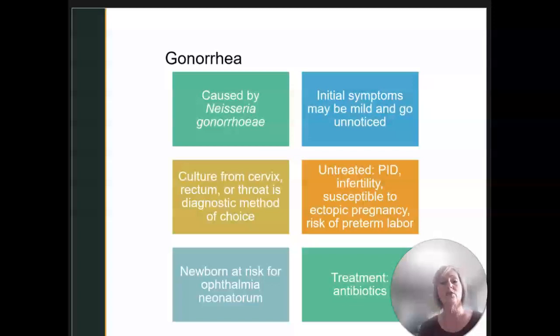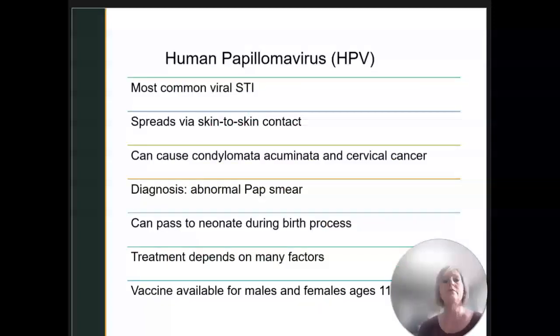These babies are at risk for ophthalmia neonatorum. Ophthalmia neonatorum is a disease that babies can get when they come through the birth canal and are exposed to bacteria. That is the number one reason why we give babies the erythromycin ointment on their eyes when they're born. Every baby gets it, regardless of whether mom is positive or negative. It just prevents any kind of infections in the baby. And we treat this one with antibiotics also.